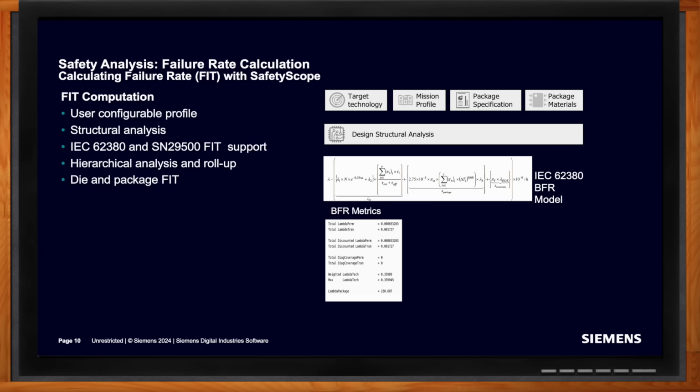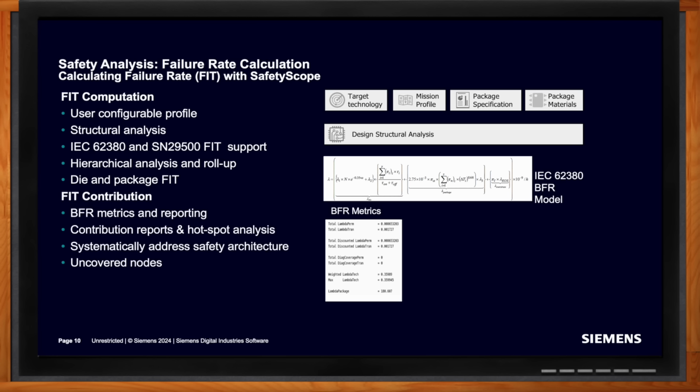And it's based on a lot of user input. So it looks at the target technology, it looks at the mission profile, it looks at the packaging information and packaging materials, and it takes that into consideration when it does the fit calculation. It uses the standards IEC 62380 and SN 29500. You can choose which standard you want to use to actually calculate fit. If you have a module or you have multiple modules, let's say, it will do a hierarchical analysis and roll it up to the top.